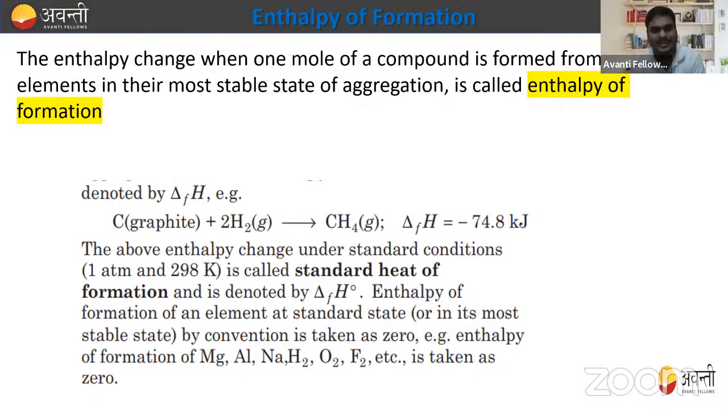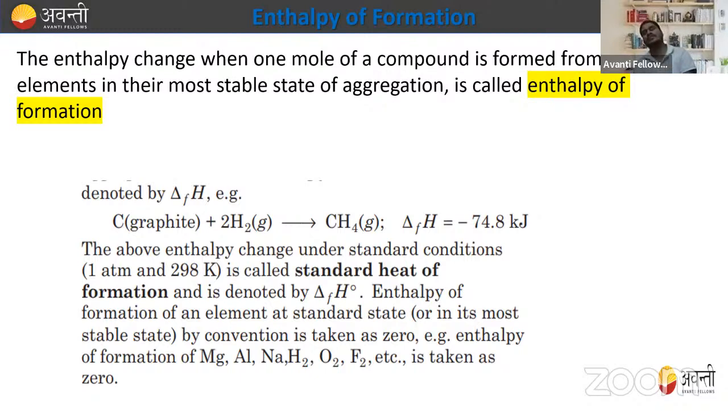For example, delta H f we can represent as: whenever graphite or carbon is treated with 2H2, it will produce CH4, and here the energy released is equivalent to minus 74.8 kilojoule, right? The above enthalpy change under the standard condition, like 1 atm and 298 Kelvin, is called standard heat of formation, and it is denoted by delta H f naught, right? This naught symbol represents the standard state.